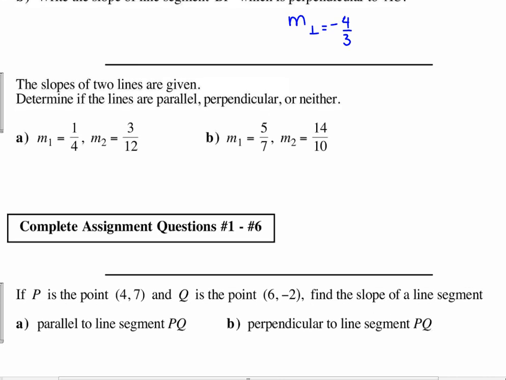Okay, determine if the lines are parallel, perpendicular, or neither. So this guy, 1/4 and 3 over 12. Okay, 3 over 12, can you reduce that to what? 1/4. Do they have the same slope? Yep, therefore, parallel. Okay. 5 over 7, does 14 over 10 reduce? Yes. 7 over 5. So, is that parallel, perpendicular, or neither?